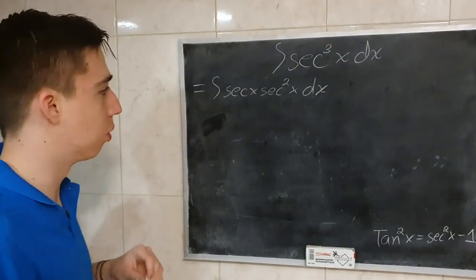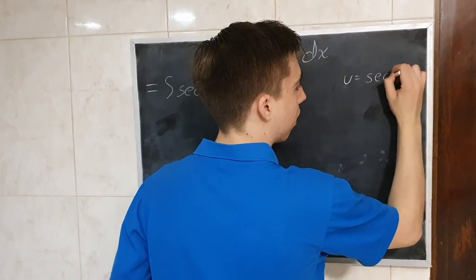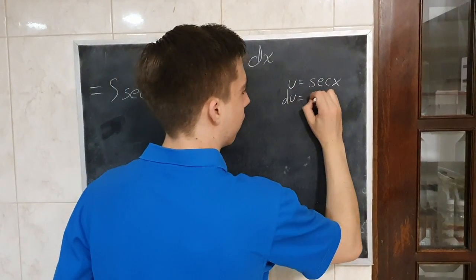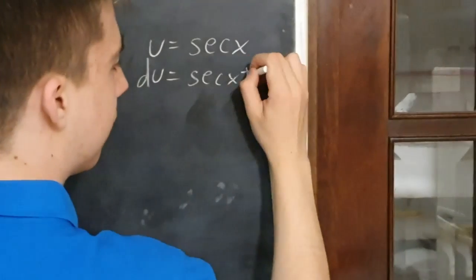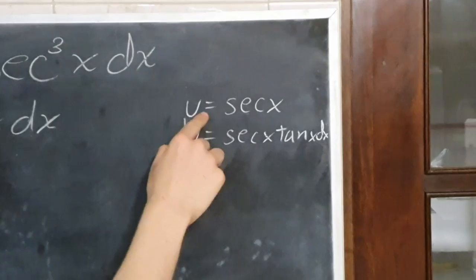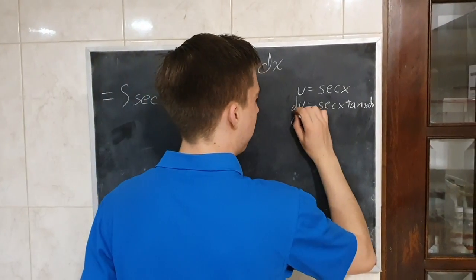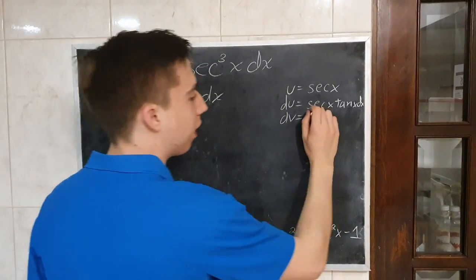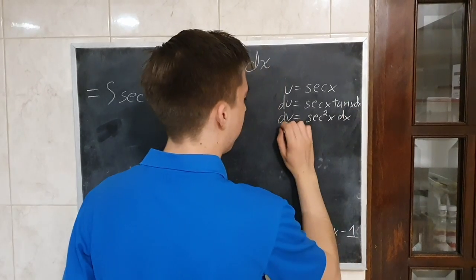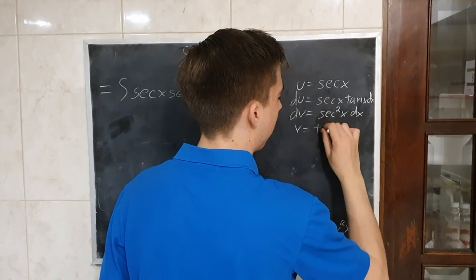And we're gonna use integration by parts, so we need to get our variables, and our u is gonna be secant, this normal secant. Our du is secant x tan x dx, because this is secant just differentiated. And then our dv is everything else, so it's secant squared dx. And our v, which is secant squared integrated, is just tan x.